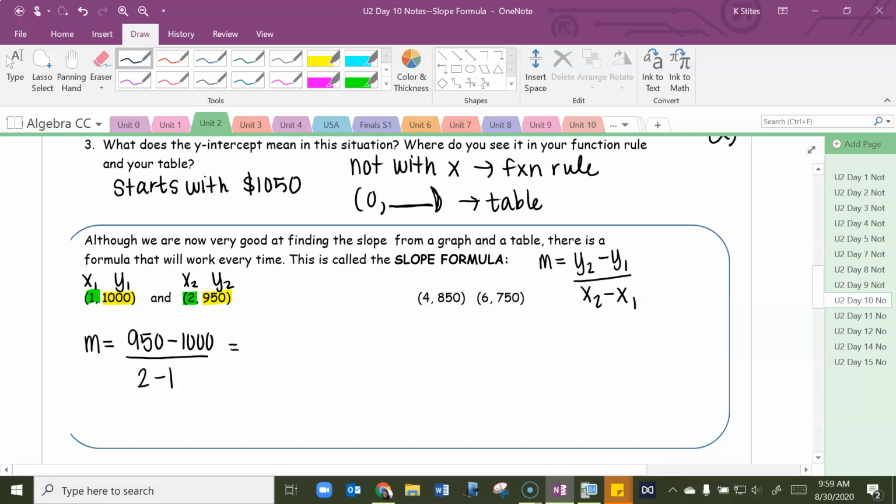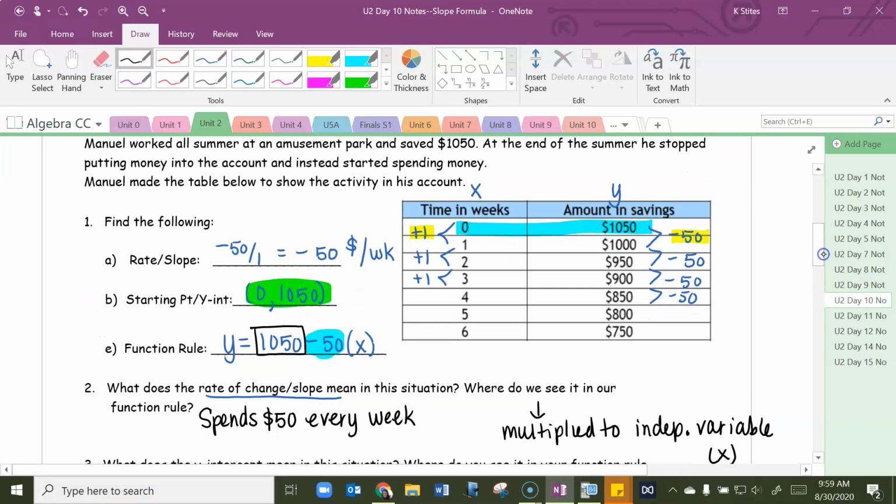And then you'll just evaluate this. You can type it in your calculator if you want, but you're going to get a negative 50 over 1, which is negative 50. All right, and if you notice, these are actually points from your table, 1, 1,000, 2, 950, and you can see we got the exact same slope.